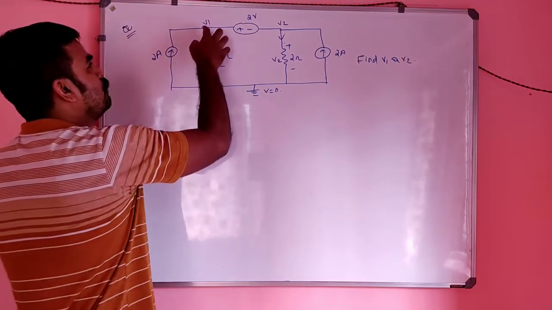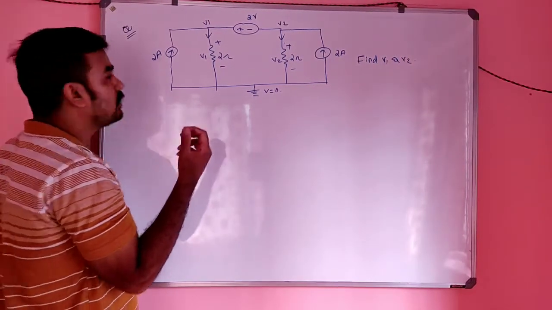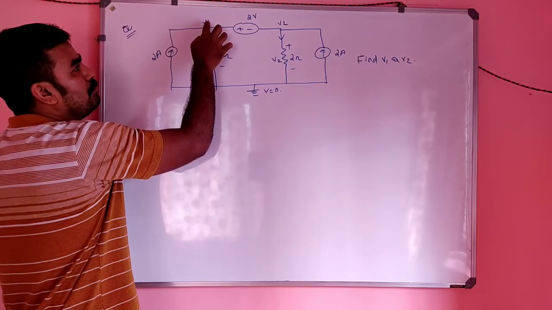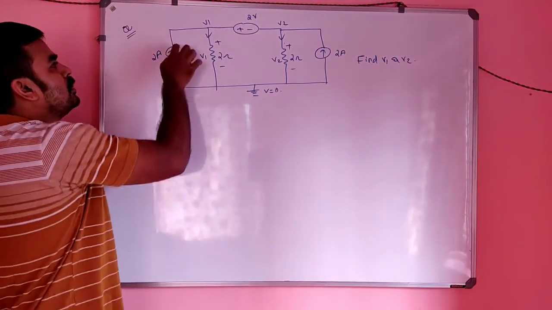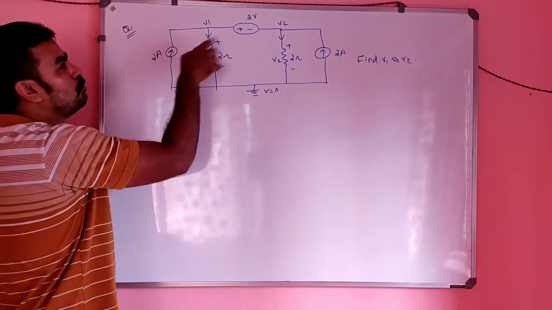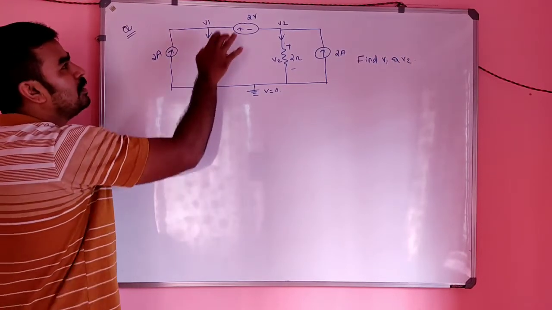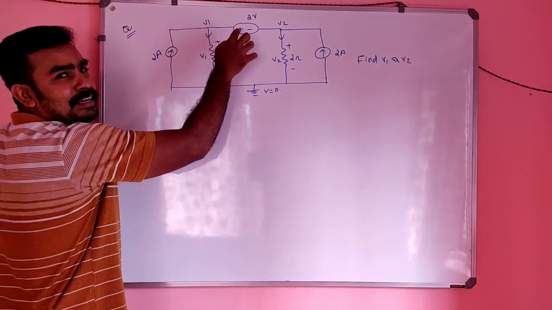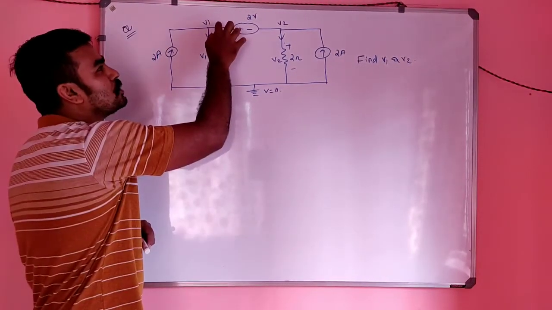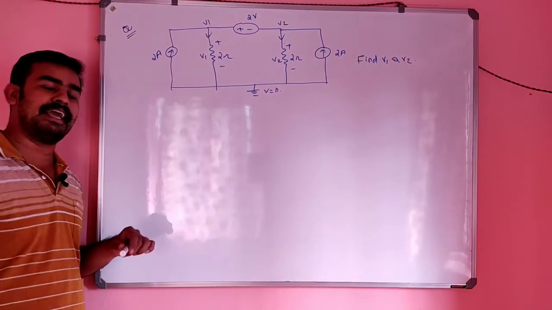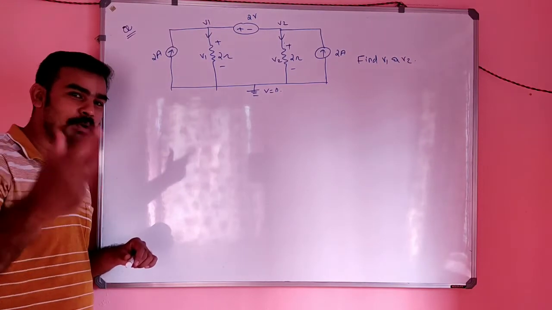Nodal equation is nothing but the current equation. If you write it for node 1, considering V1, the current 2 will be there, plus the outgoing current, so minus V1 by 2. And what about this point? How can I write the current equation in this branch? We can't write the current equation there. There the problem starts.